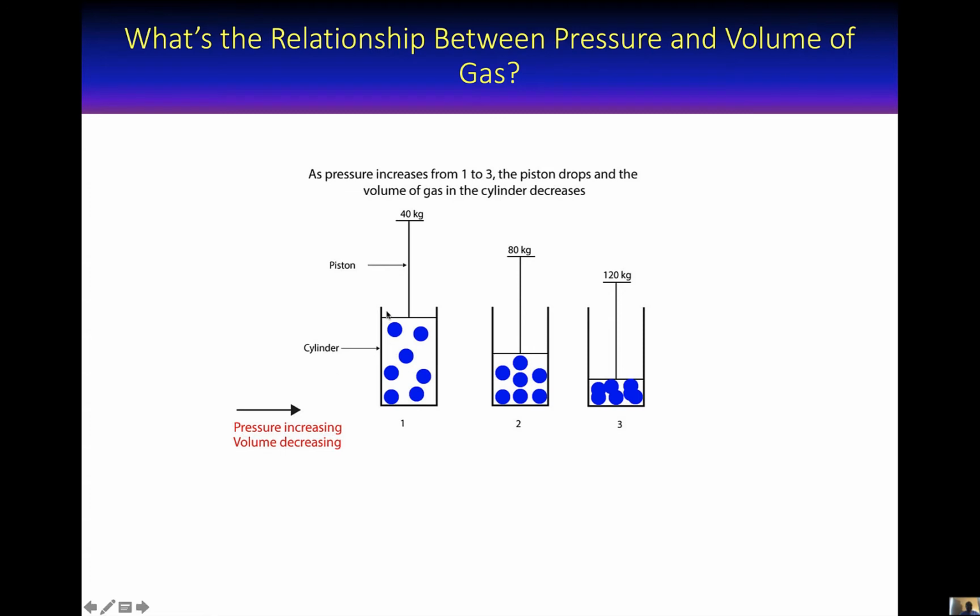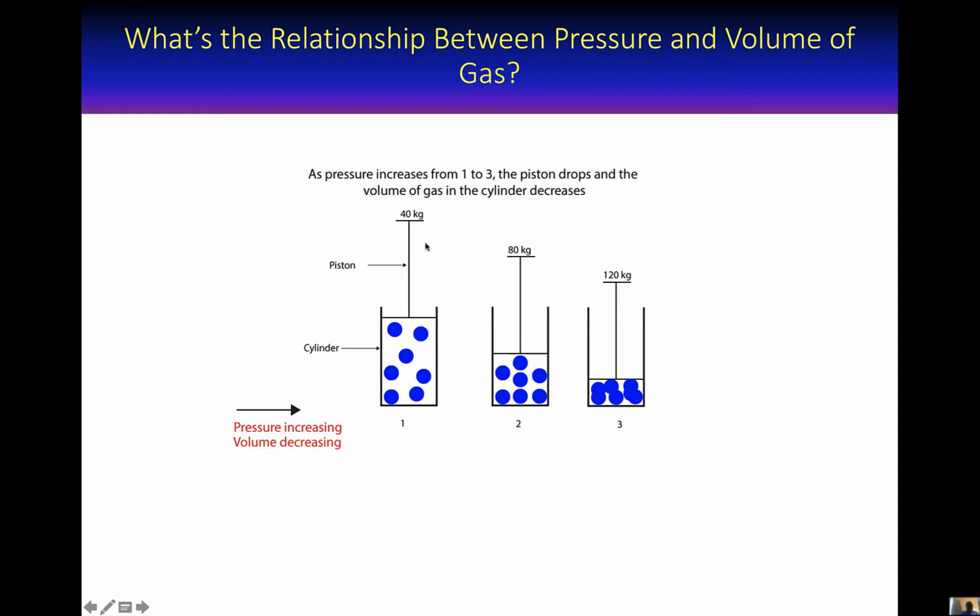To visually illustrate this, let's take a look at this picture. So here I have a metal cylinder. In this metal cylinder, we have gas molecules. The blue circles you see here depict gas molecules. As you can see, we have lots of empty spaces between these gas molecules.